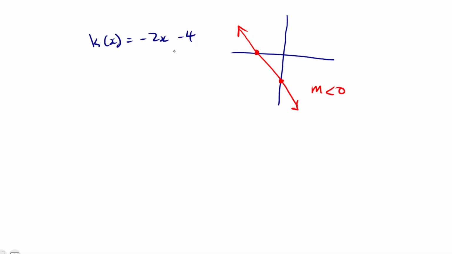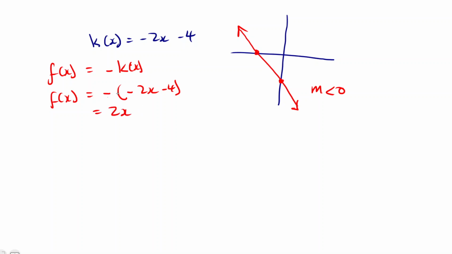Now, if you want to find the reflection of this graph, we are looking for the graph f of x, which is a reflection of k of x. For a reflection, you just put a negative in front of that k of x. So f of x is going to be equal to negative of k of x, which is negative 2x minus 4. Negative times negative is positive 2x. Negative times negative 4 is positive 4.